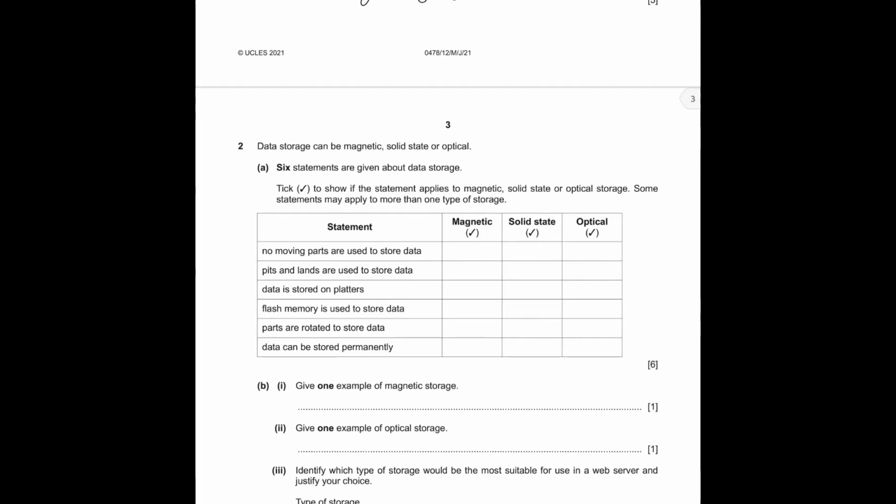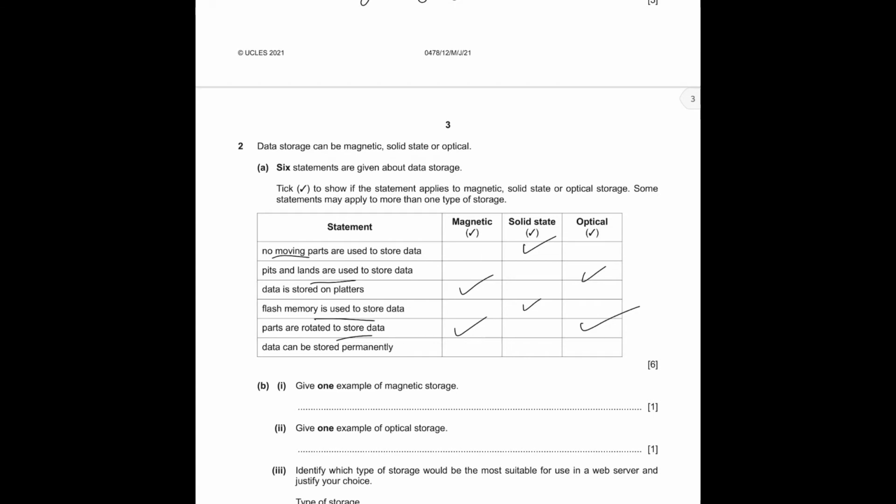So in solid state there are usually no moving parts. Pits and lands are used to store data. This is in optical. So this is mainly remembering concepts. You can just use this to make a mind map or make a table where you can remember the stuff. Data is stored on platters. That's magnetic. Flash memory is used to store data because it's solid state, because there are no moving parts. Parts are rotated to store data. This is both magnetic and optical. So you have disks with lasers, I think, and magnetic being rolling tapes, right?